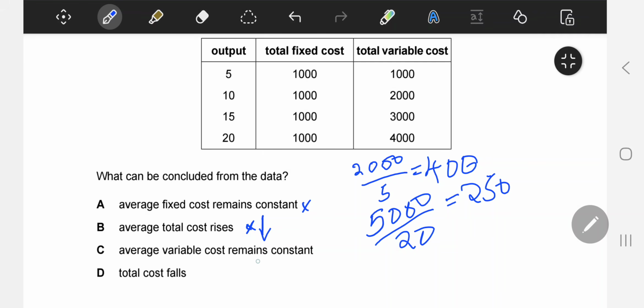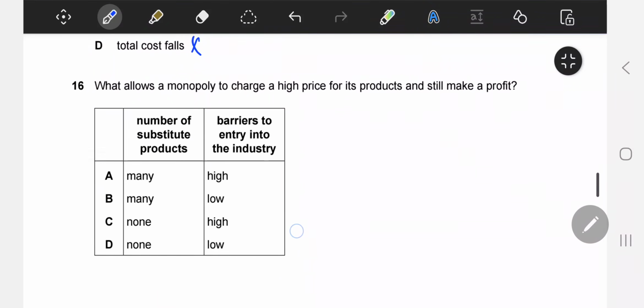Average variable cost remains constant. Let's try that. 1,000 by 5 should be 200. And then 2,000 by 10 should be 200. And 3,000 by 15 is also 200, and 4,000 by 20 is 200. So this is going to be the correct answer. Total cost falls. That one is not true. So this one, no. Right. So let's move on to question 16.